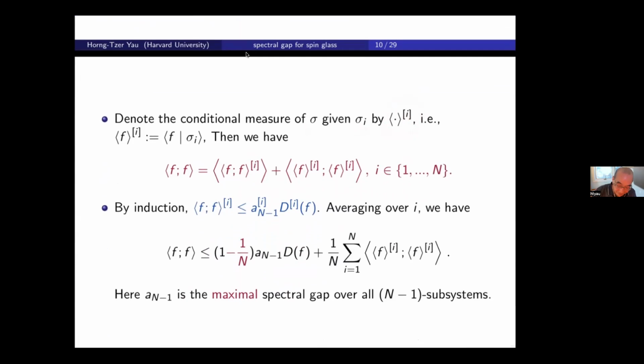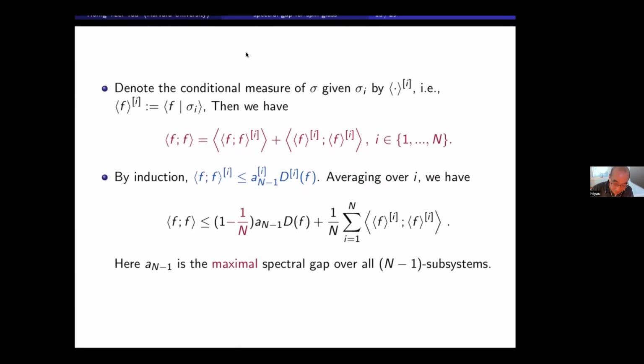So now the previous identity becomes: the variance of f is given, given sigma i, compute the variance and then take expectation. The other one is I take a marginal with respect to the marginal distribution of sigma i. So now with sigma i given, my spin system becomes an (n-1)-spin system. Now let me assume that the spectral gap constant depends on n. Then this will be a_{n-1} times the Dirichlet form of this one. And now I average over all possible i.